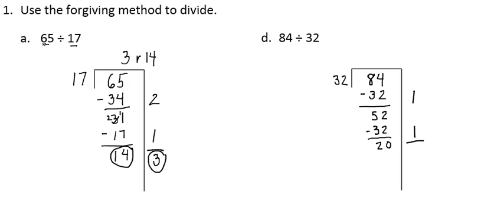I add up the number of groups I've removed. That's 2. That's my quotient. My leftover is my remainder. So 2, remainder of 20.